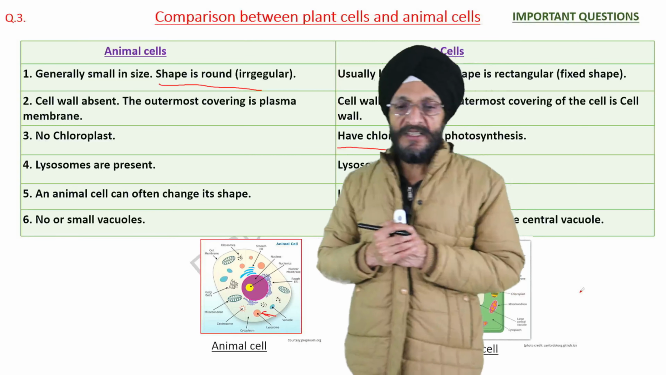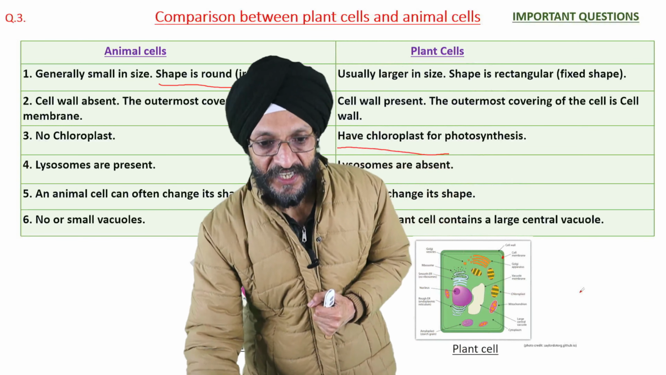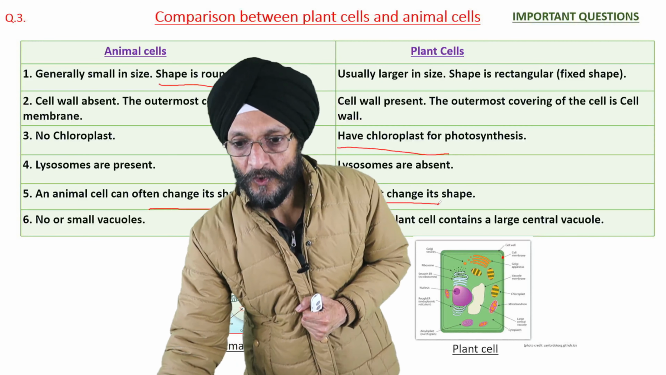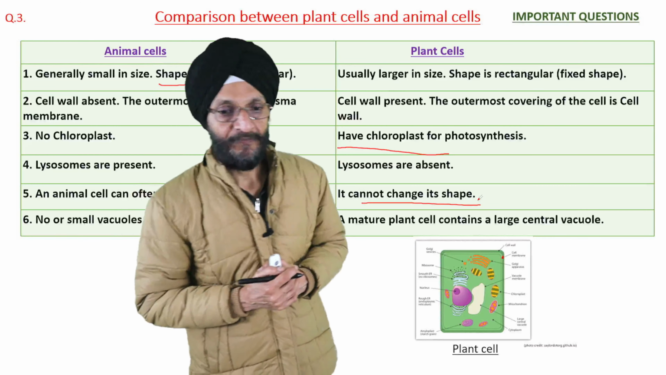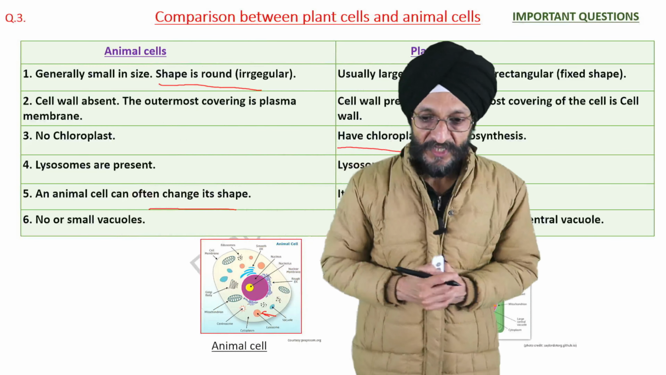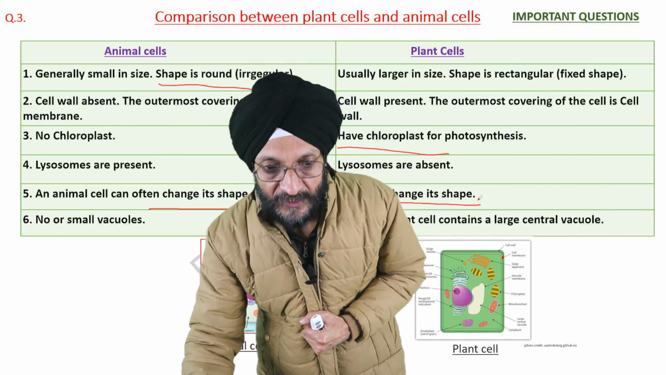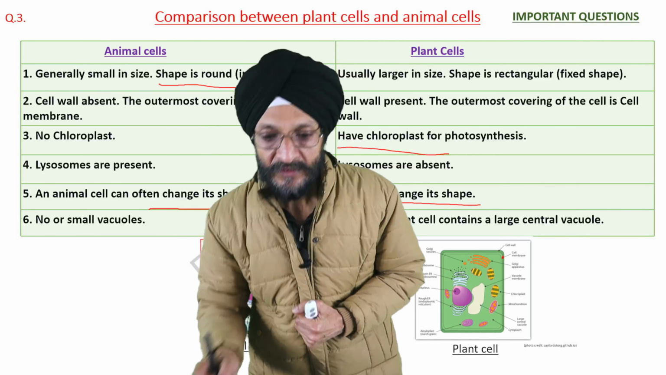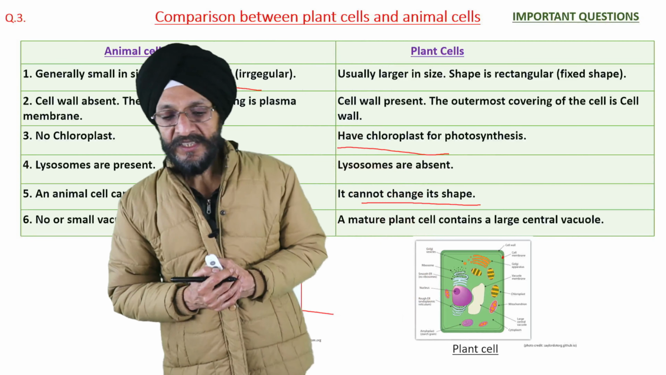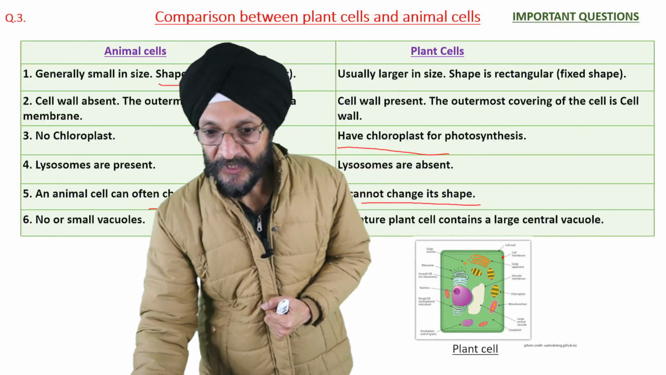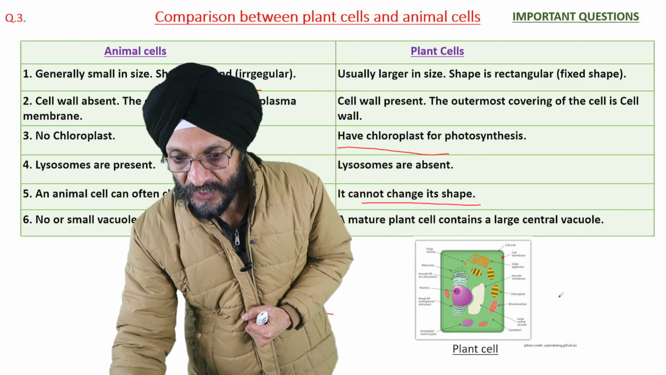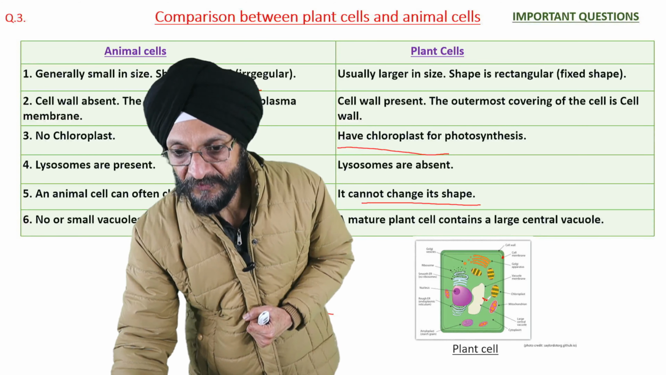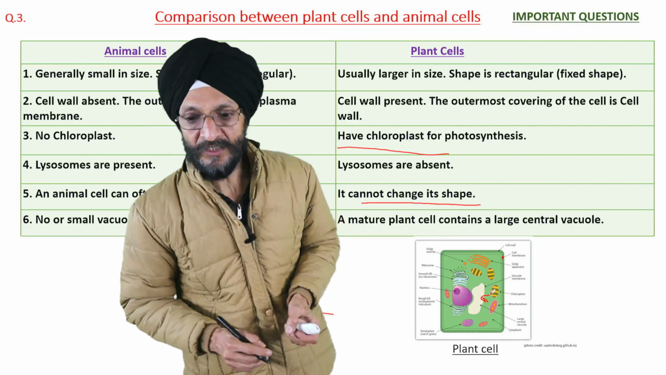An animal cell can often change its shape, whereas plant cells cannot change their shape. In the case of animal cells, no or small vacuoles are present, whereas a mature plant cell contains a large central vacuole. This is the vacuole, large central vacuole.